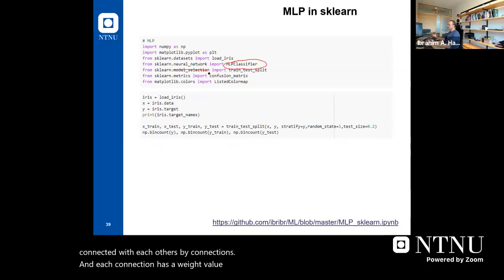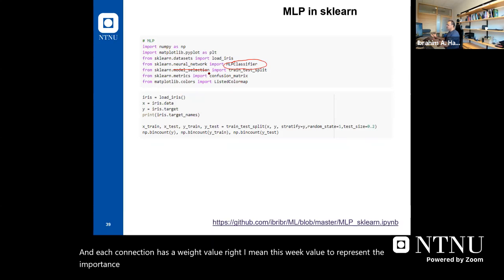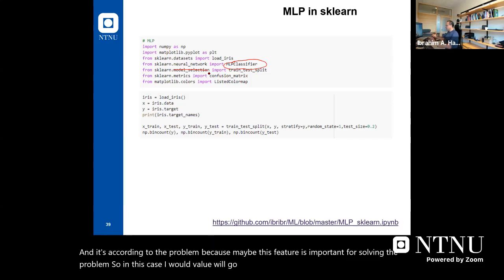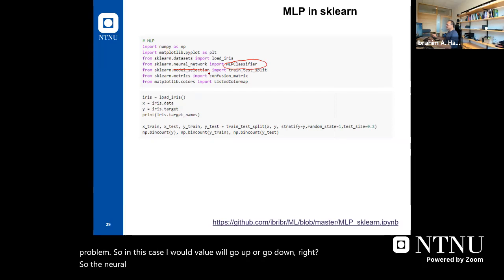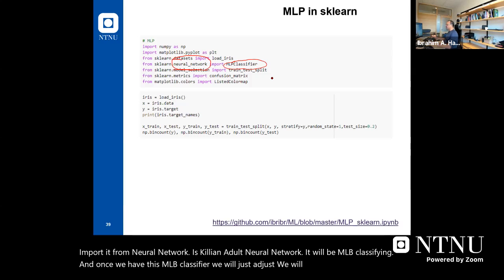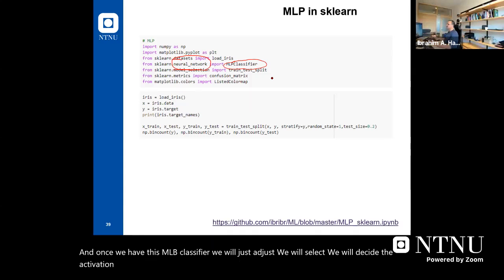This weight value represents the importance of the signal or the input value, for example. It could be a large value, it could be a small value, and it depends on the problem, because maybe this feature is important for solving the problem. So the weight value will go up or go down, right? The neural network or the optimizer will decide this. If you want to use MLPClassifier from sklearn, we need to import it from sklearn.neural_network. Once we have this MLPClassifier, we will decide the activation function, how many hidden layers, how many units in each hidden layer, and so on.